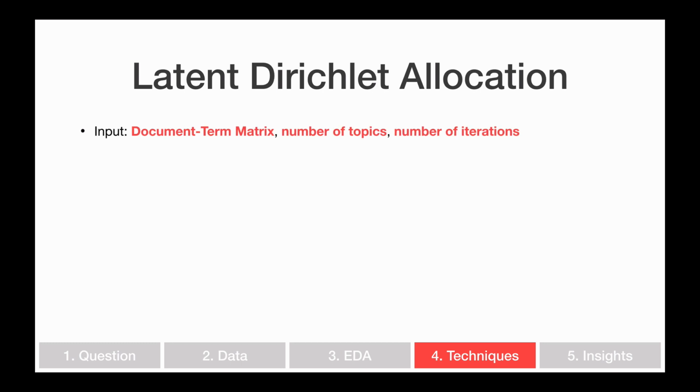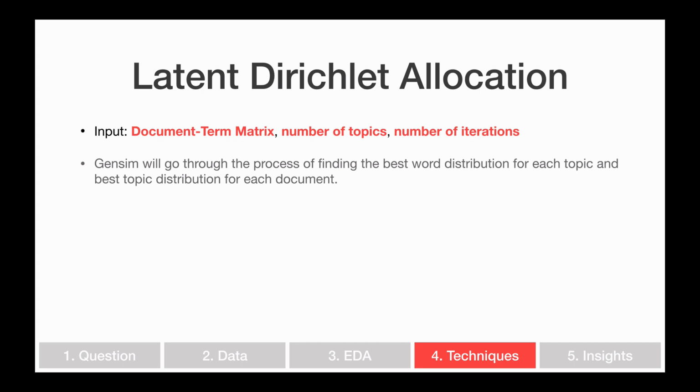Okay, so let's go through the specifics of what you need to make LDA work. First, you have to specify your inputs. One is that document term matrix, which I'll show an example of in the Jupyter Notebook. Two is the number of topics, and three is the number of iterations you want it to go through. So what Gensim will do is it goes through the process of going through the entire document, reassigning those topic assignments, and then it's going to find the best word distribution for each topic and topic distribution for each document. So again, what that means is for every topic, it's going to figure out what is the mix of words that are best for that topic. And then for each document, it's going to figure out what's the best mix of topics that make most sense for that document.